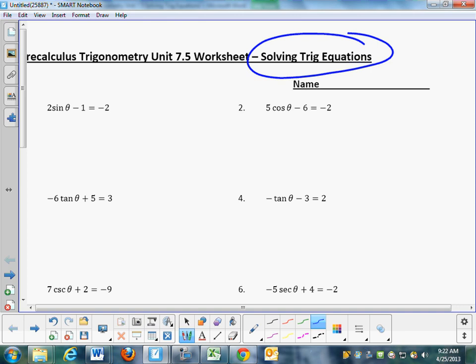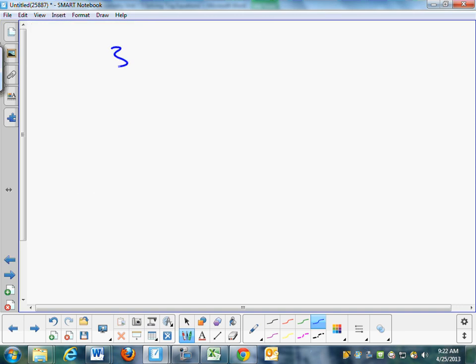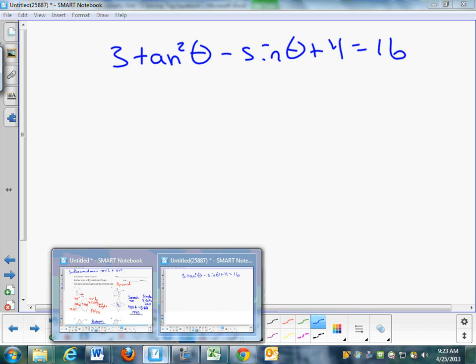So let's start here. It says 2 sine of theta minus 1 equals -2. As you look through your packet, we're going to get eventually to problems that look like this. Say 3 tangent squared of theta minus sine of theta plus 4 is equal to 16. You're going to know how to solve stuff like that. So we're going to start with basic stuff and move to more difficult stuff. Follow the steps one by one. You'll be good to go.